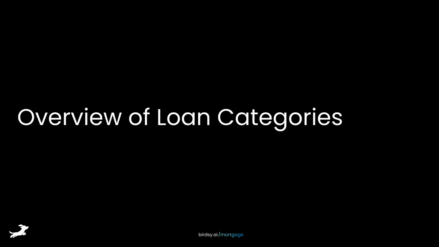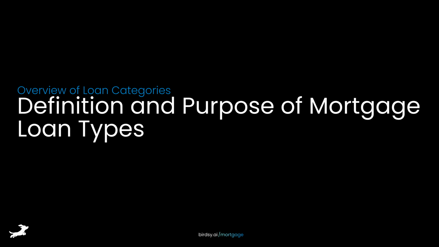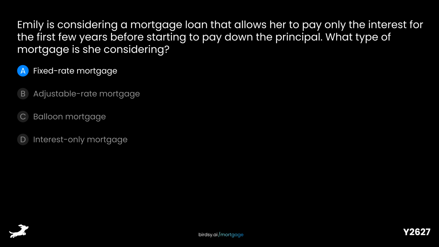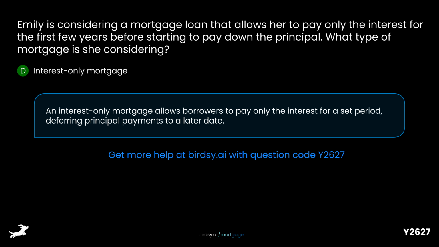Overview of loan categories. Definition and purpose of mortgage loan types. Emily is considering a mortgage loan that allows her to pay only the interest for the first few years before starting to pay down the principal. What type of mortgage is she considering? Is it A, fixed rate mortgage, B, adjustable rate mortgage, C, balloon mortgage, or D, interest-only mortgage? The answer is D, interest-only mortgage. An interest-only mortgage allows borrowers to pay only the interest for a set period, deferring principal payments to a later date.